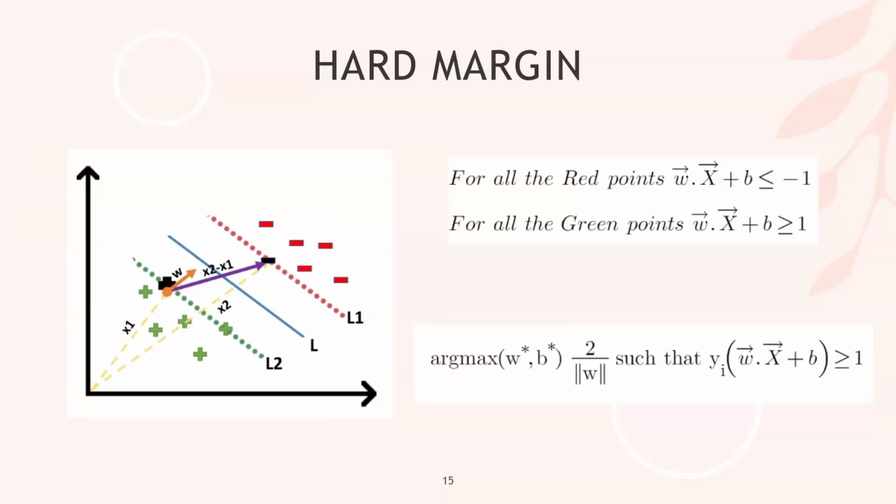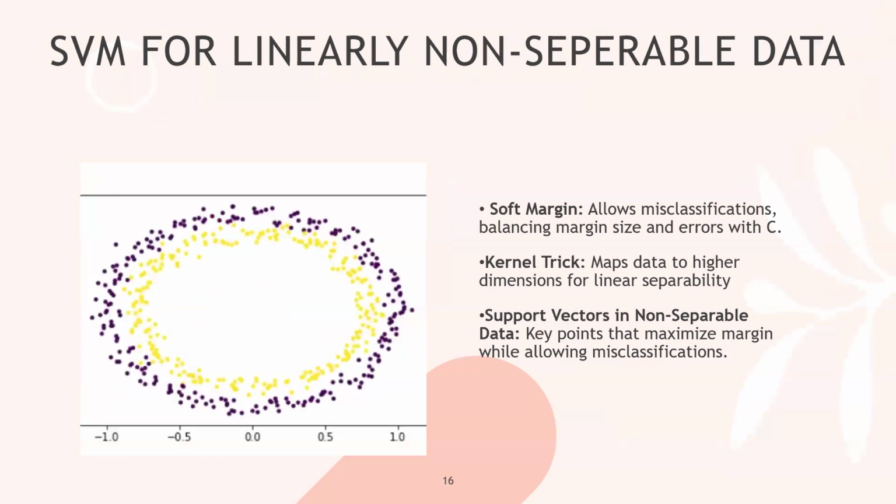So let's discuss the hard margin, which is linearly separable data. We need to consider a point on the left side of the hyperplane, and we'll consider a distance between x2 and x1. Here you can see perfectly in this image. For all the red points, the equation W dot product of x bar vector plus b should be negative. For all the green points, W vector dot x bar plus b is greater than or equal to 1. So the argmax of W star and B star, 2 by W, will represent a proper maximizing hyperplane. From this equation, you can find out the hyperplane in the support vector machine for the linearly separable data.